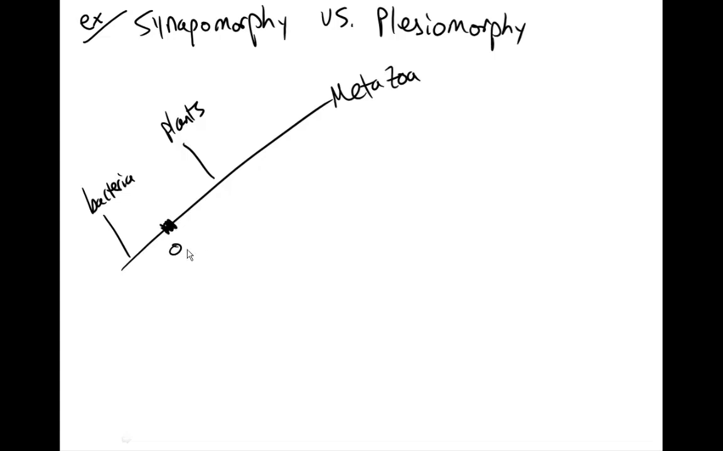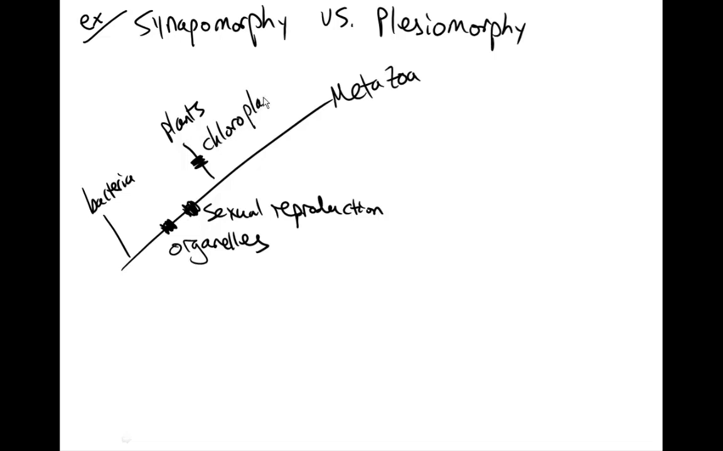Let's say we've got organelles and sexual reproduction as characters in the plants and the metazoans, but lacking in the bacteria. And then we've got chloroplasts as a character of the plants, and then we've got flagella as characters of metazoans that are lacking in bacteria and plants. And so in this case, we've got a flagellum or flagella that are synapomorphic characters.